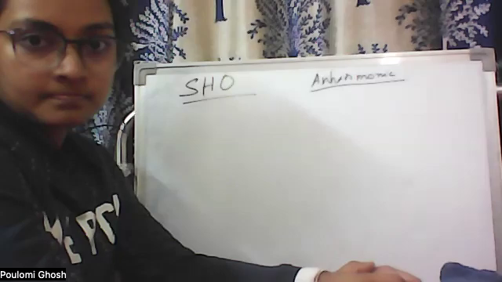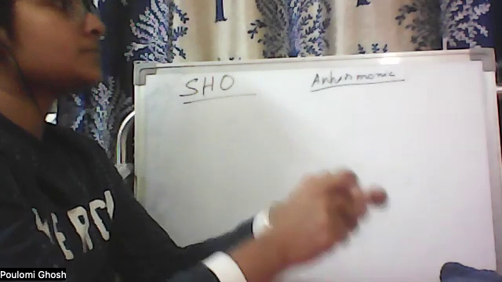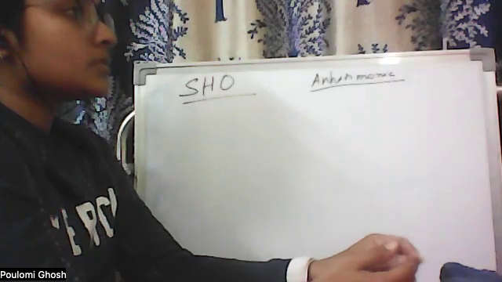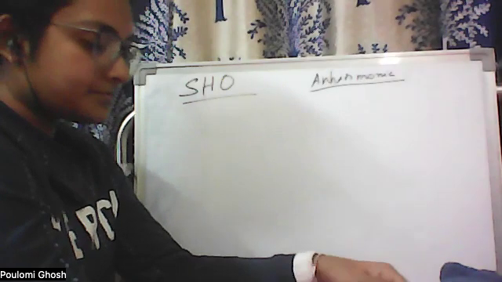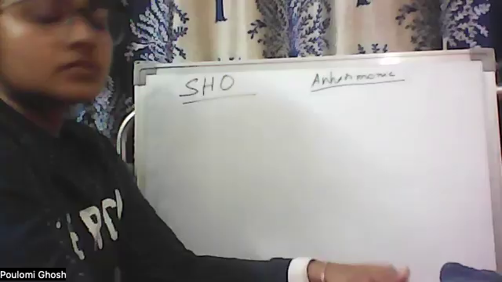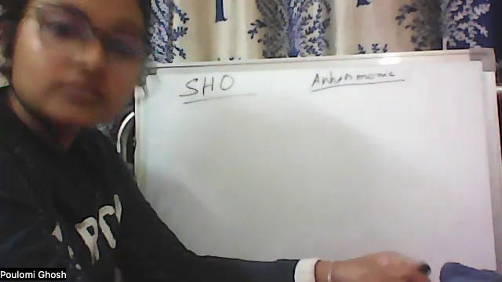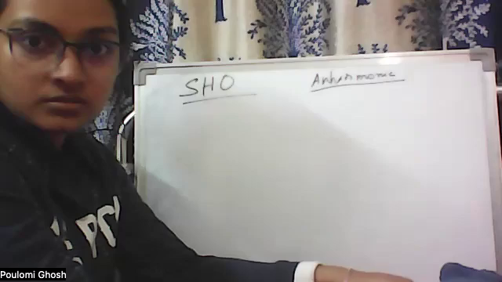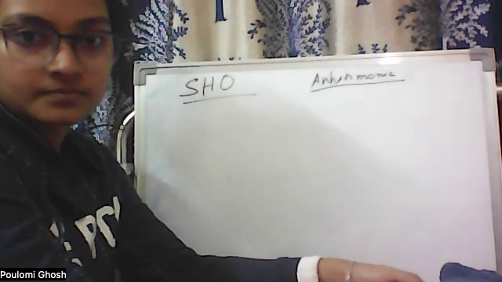What is the range of the functional group region? Higher region, 1,600 to 3,000 or 4,000. Yes, 1,500 to 4,000 centimeter inverse. And the fingerprint region value? 667 to 1,500.